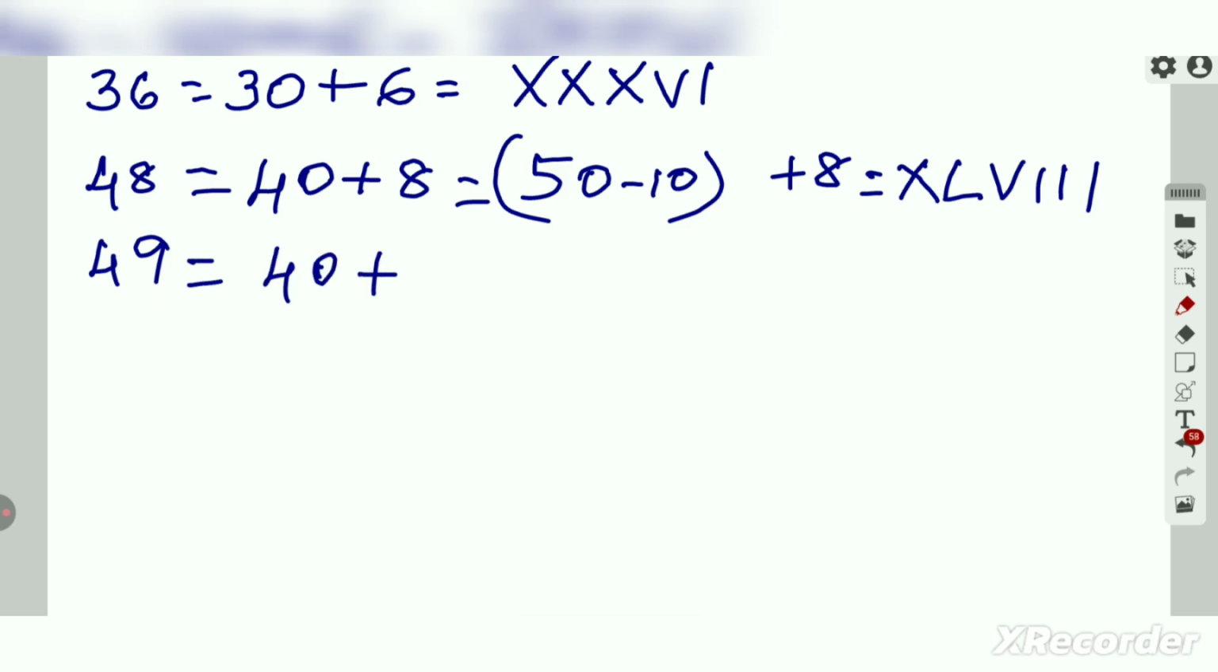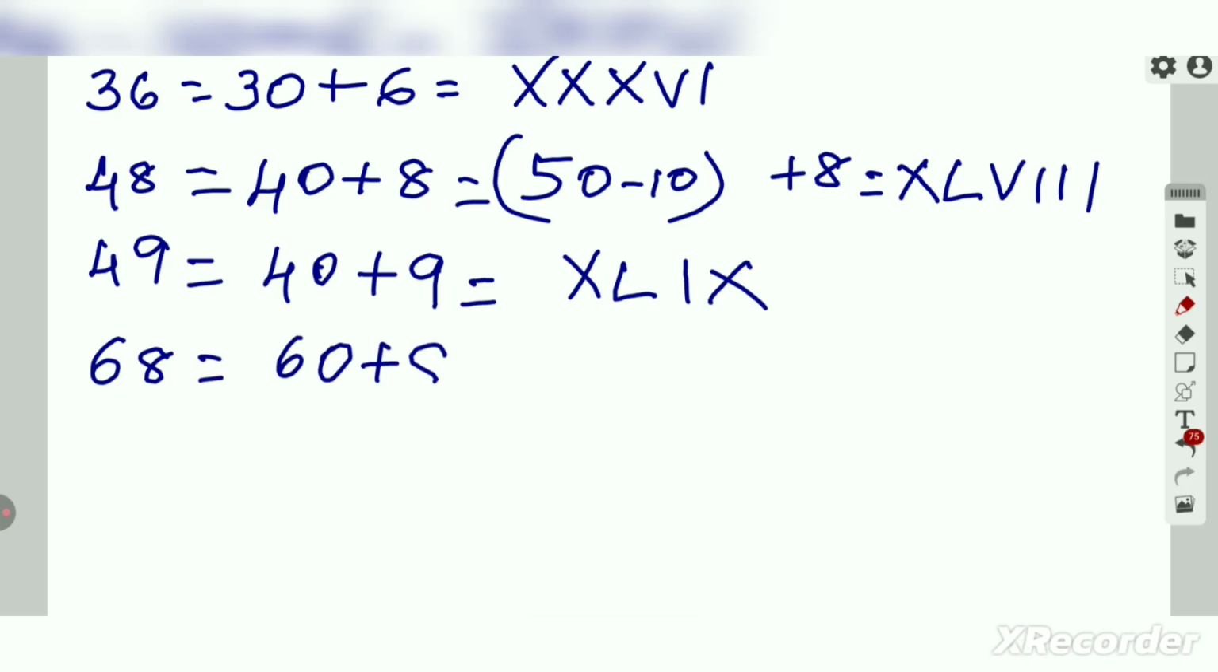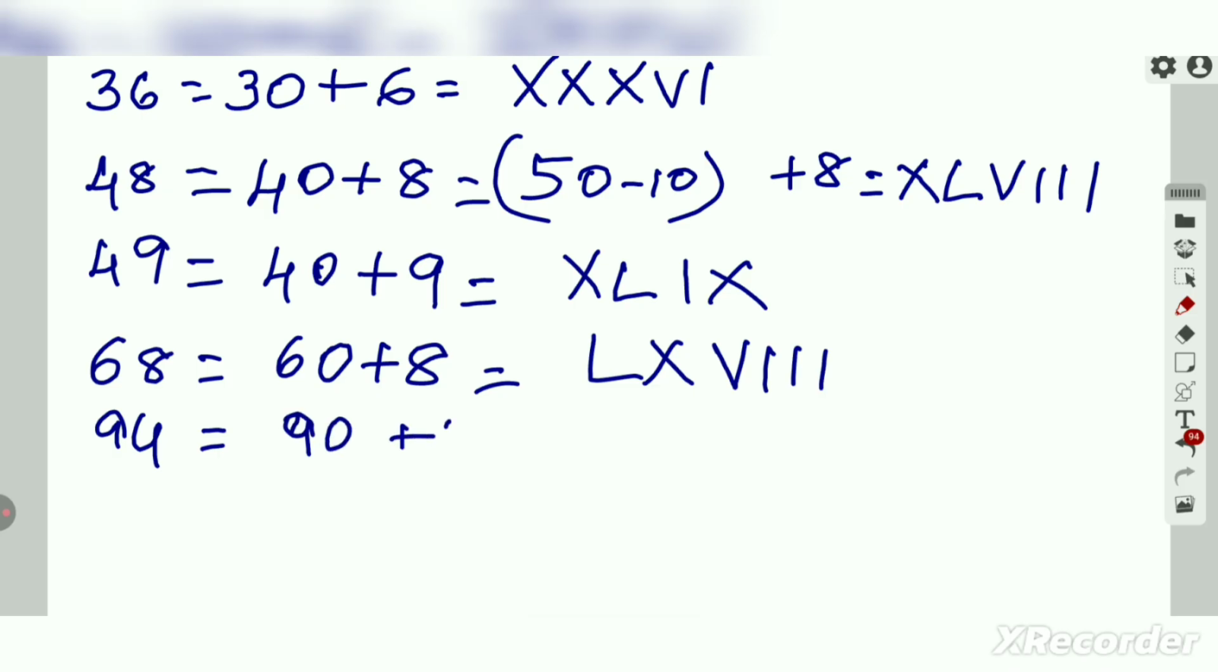Next 49. 40 plus 9. That is XL for 40, and 9 is IX. Next 68. 60 plus 8. What is 60? LX. What is 8? VIII. What is 94? 90 plus 4. What is 90? XC. What is 4? IV.